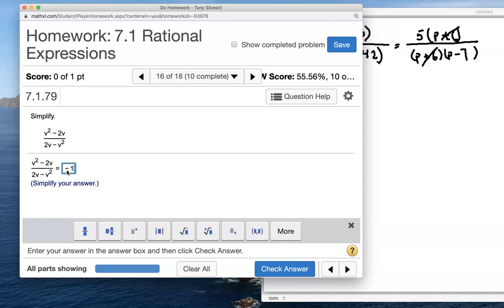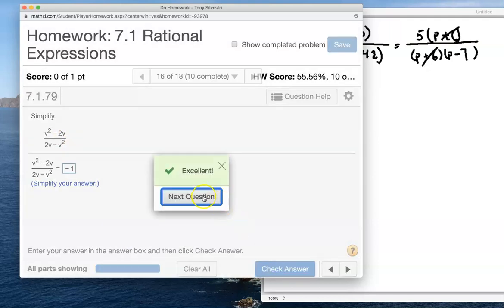-1, without even factoring. The answer is -1. How did I get that? Okay, I see two terms up top, two terms on the bottom. V squared minus V squared, those are opposites. Minus 2V, 2V, those are opposites. If you find opposites of every term, top and bottom, cross them out and leave a -1 in its place. And so I would leave a -1 up top divided by 1, which is basically -1. Check your answer. Great job.